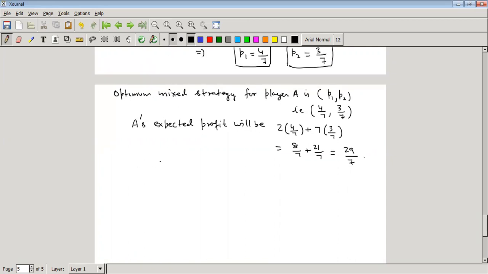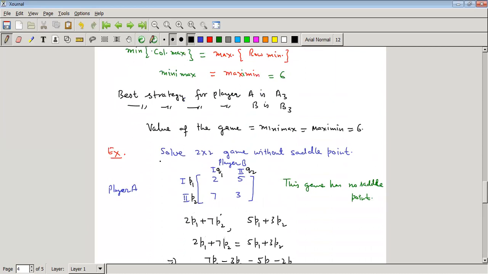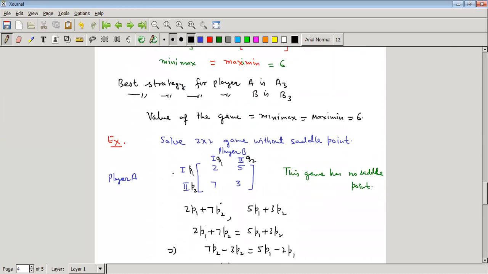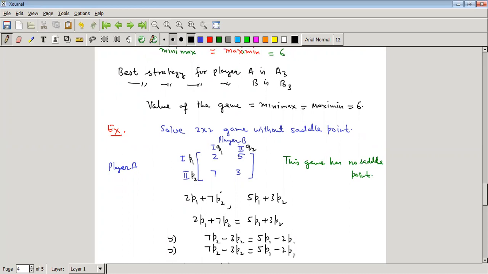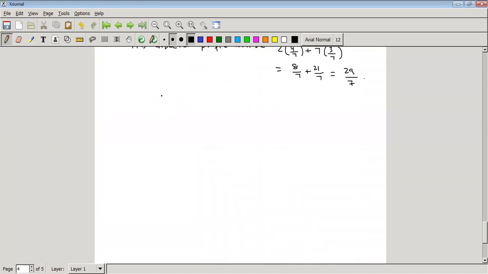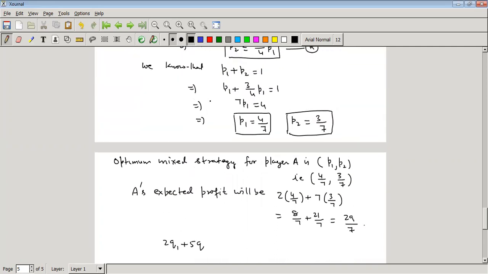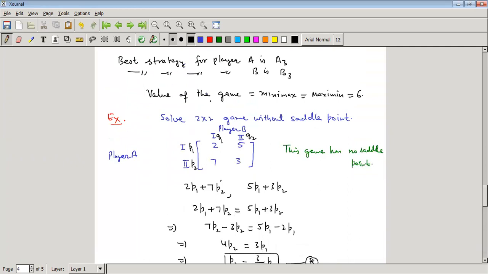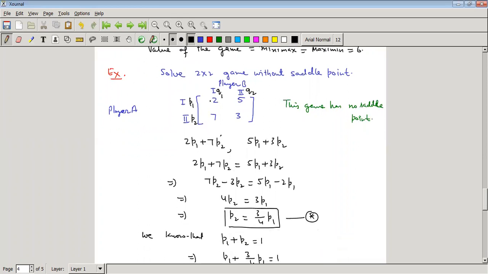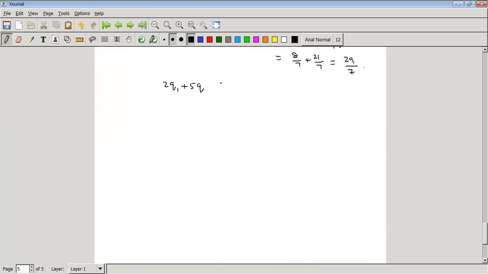Similarly, we can also find Q1 and Q2. So if A plays the first strategy fixed, what will be B's expected loss? 2Q1 plus 5Q2. And second, if A plays with the second strategy, then what will be B's loss? 7Q1 plus 3Q2.